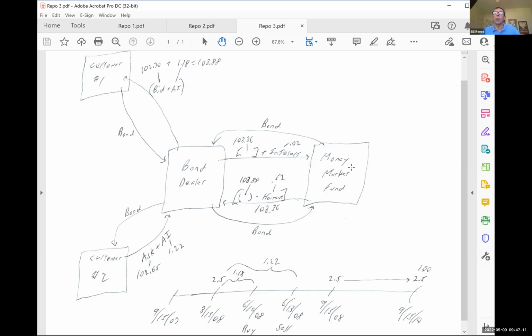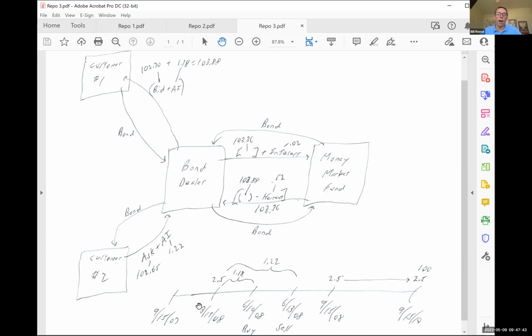So in our example here, we're talking about a 3-day repo. Between June 10th and June 13th, the money market fund will have lent out some money to the bond dealer for those 3 days and will be holding the bond as collateral. And then on June 13th, the bond dealer will be selling the bond back to customer number two. So let's work through the numbers on this.